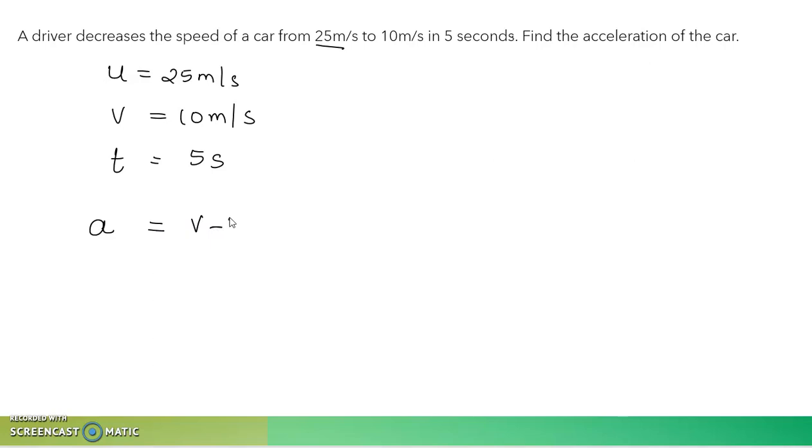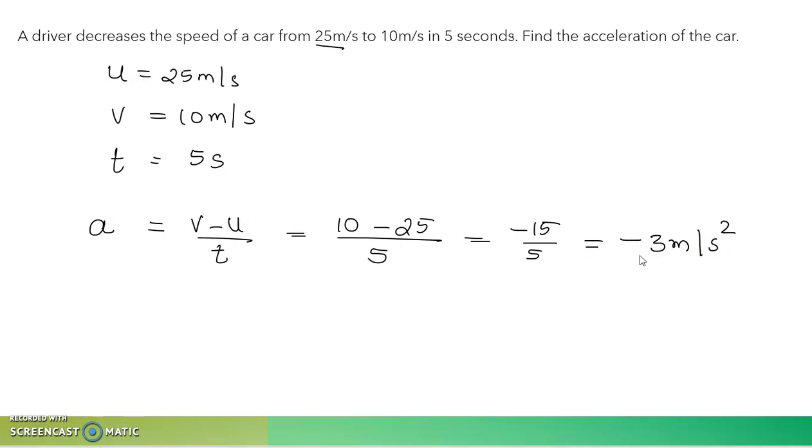Acceleration is equal to (v minus u) divided by t. v is 10 and u is 25, divided by 5, right? So (10 minus 25) by 5, so this is minus 15 divided by 5. You will get a negative value, minus 3 meter per second square. Don't worry seeing this negative sign. Negative sign represents it as a retardation.